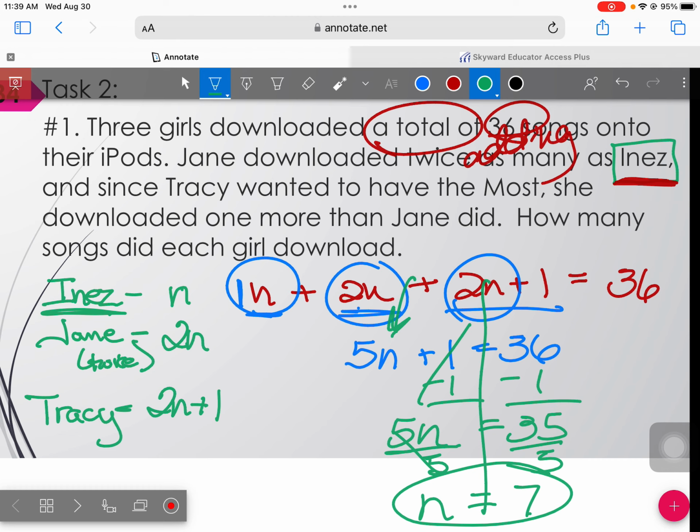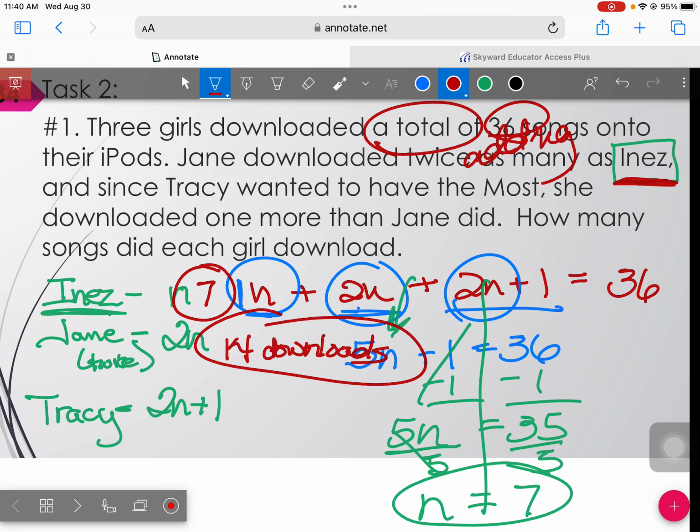So how many songs did each girl download? How about Inez? 7 downloads. How about Jane? 14. Tracy downloaded 15, because she did 1 more. So you don't even have to do math. You just add 1 to 14. Well, I guess that's still math.